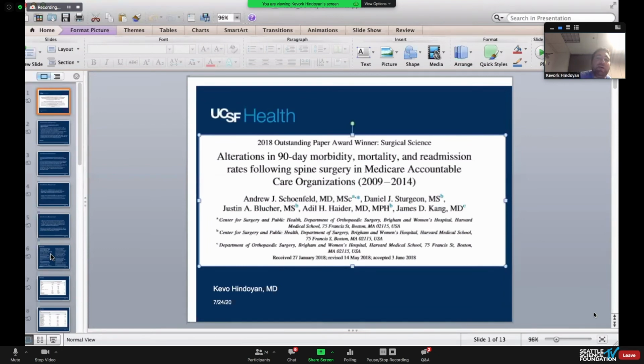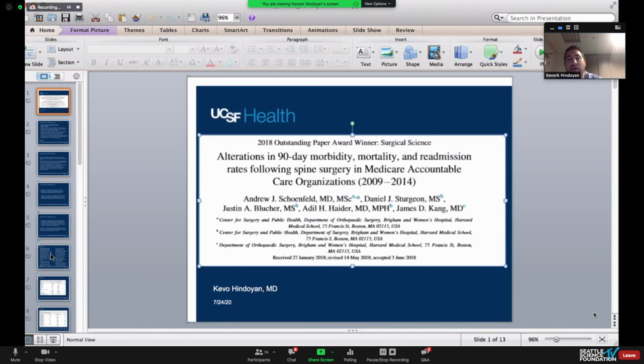So this was a retrospective review of national Medicare claims data for patients who underwent lumbar interbody fusion, posterolateral fusion, decompression, or discectomy between January 1st, 2009 and December 31st, 2014. All the patients were 65 or older. There were 344,813 patients included in the analysis. And 97% of these patients, or roughly 330,000 of them, were in non-ACOs, and 12,000 of them, which accounted for roughly 3%, were treated in ACOs.